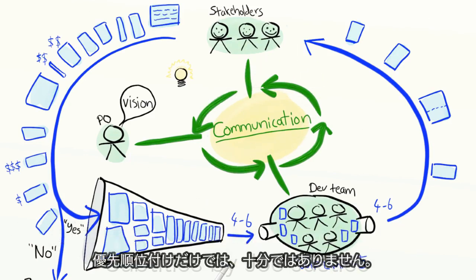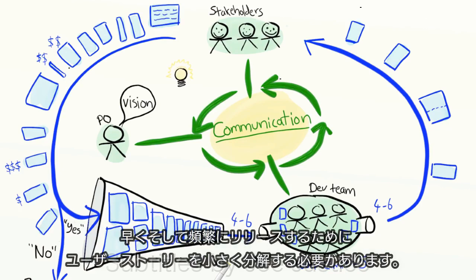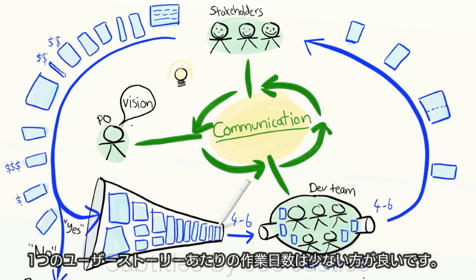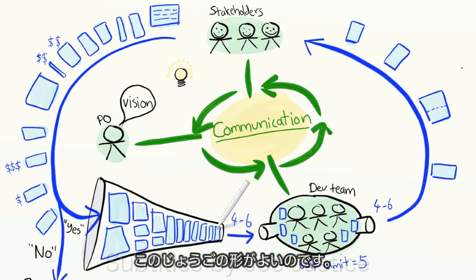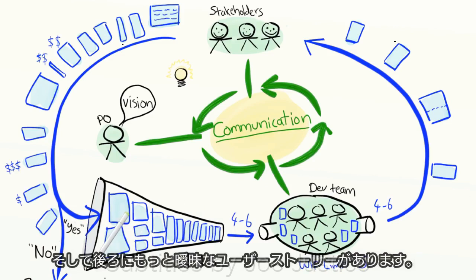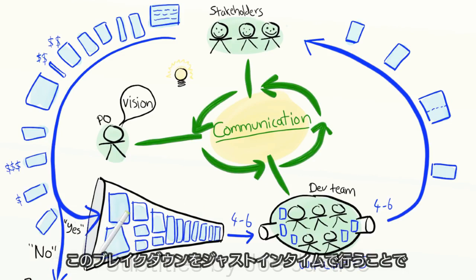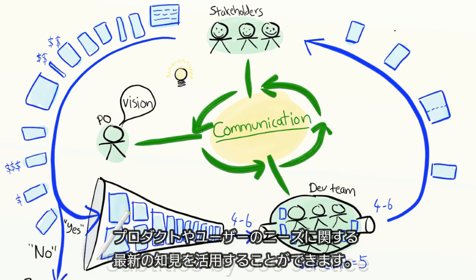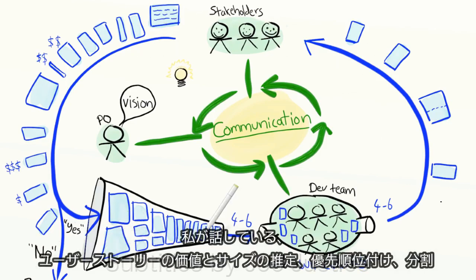Prioritization is not enough though. In order to deliver early and often, we need to break the stories down into bite-sized pieces, preferably just a few days of work per story. We want this nice funnel shape with small clear stories at the front and more vague stories at the back. By doing this breakdown in a just-in-time fashion, we can take advantage of our latest insights about the product and user needs.